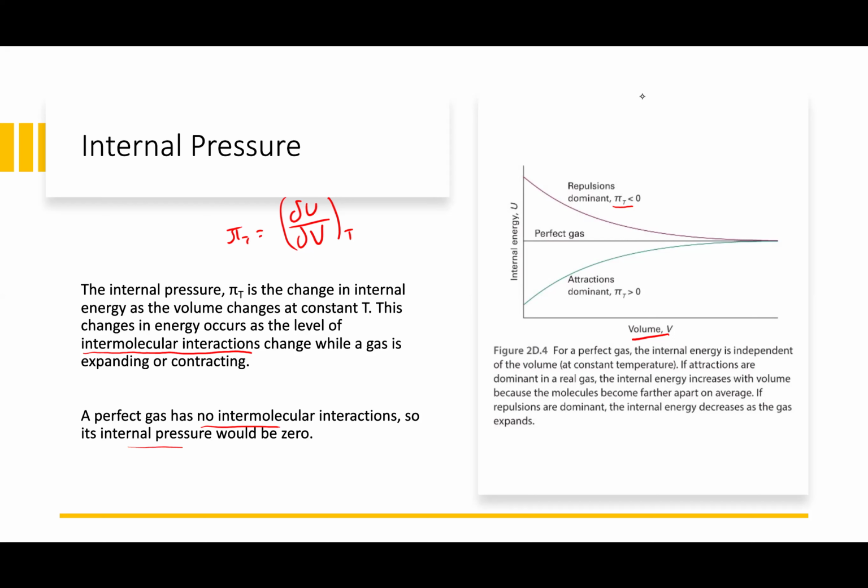If attractions are dominant in a real gas, internal energy increases with volume, because the molecules become farther apart on average. If they're attracted to each other, when they're close to each other, that's more stable, so there's lower internal energy. If repulsions are dominant, the internal energy decreases as the gas expands. If they're repulsed from each other, the more stable version is them being far away. This is our internal pressure, dU over dV at constant temperature.